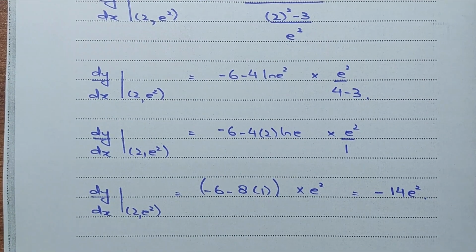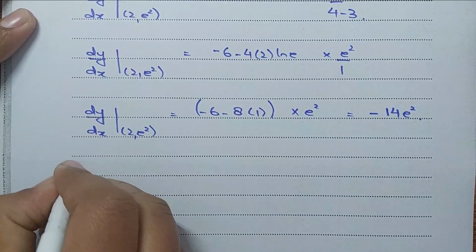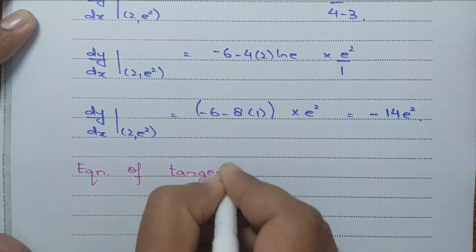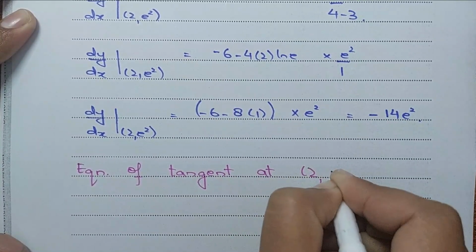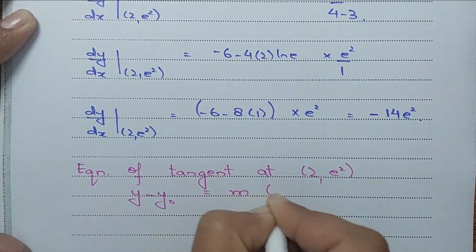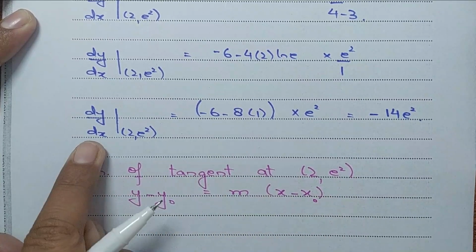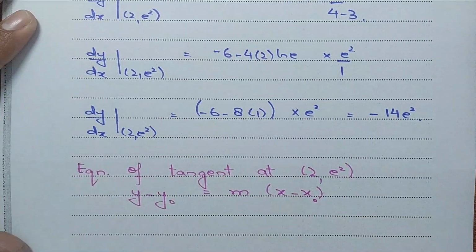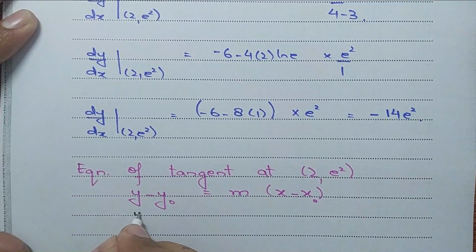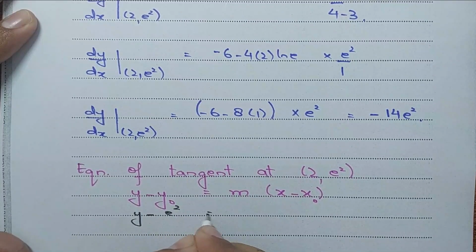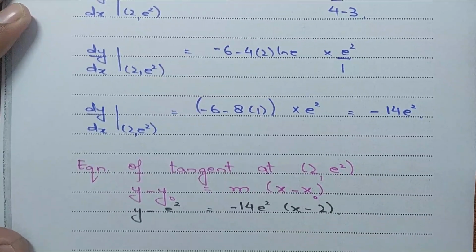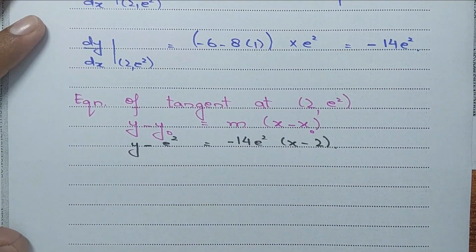Now we can easily find out the equation of tangent. Equation of tangent at the point 2 and e square, which is y minus y naught is equal to the gradient of the curve into x minus x naught. This is the gradient of the curve at this point. Okay, so substitute everything. We have y minus y naught, which is e square, equals m, which is minus 14 e square, times x minus x naught, which is 2. We need to convert it into y equals mx plus c form, right?